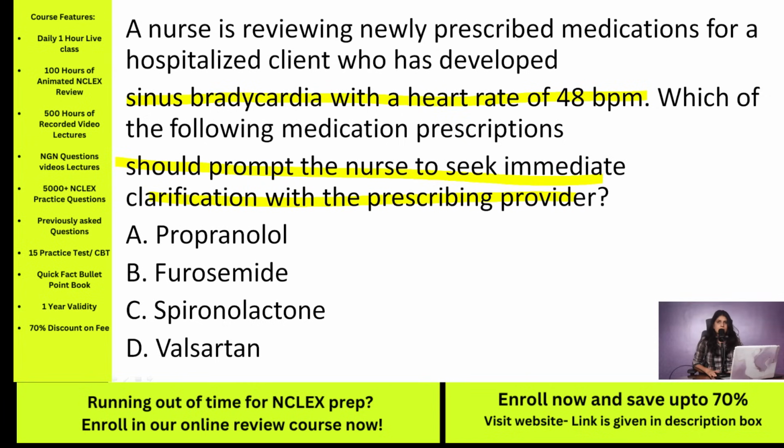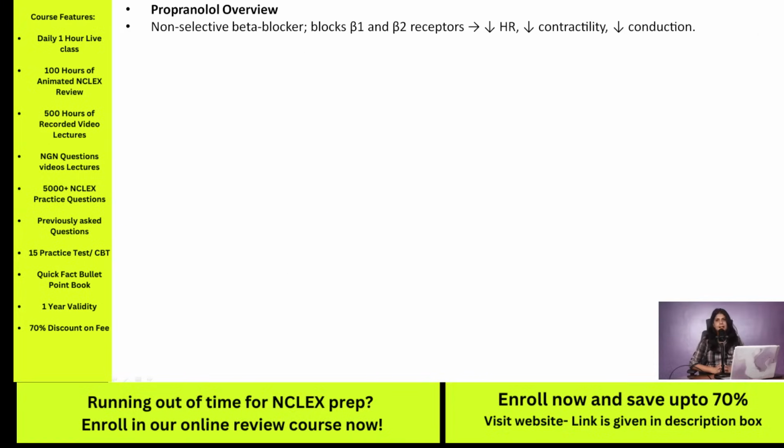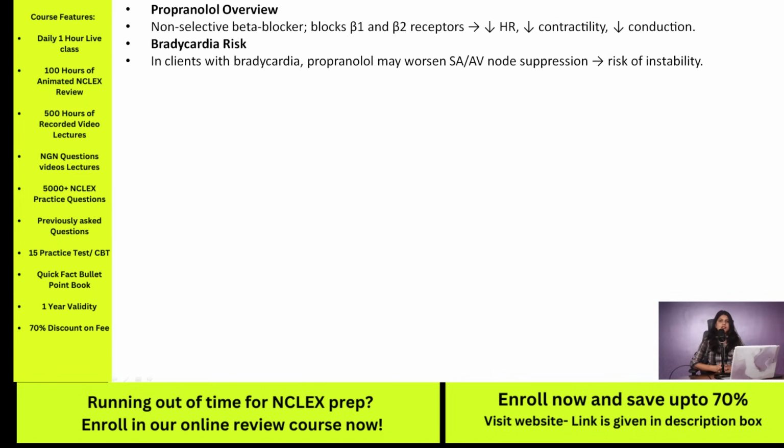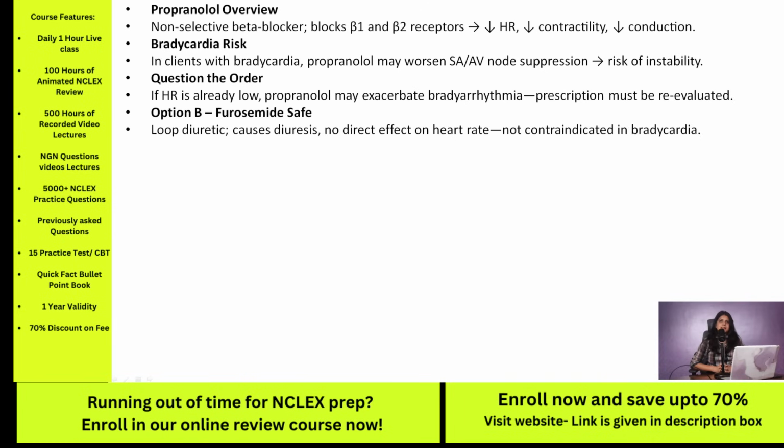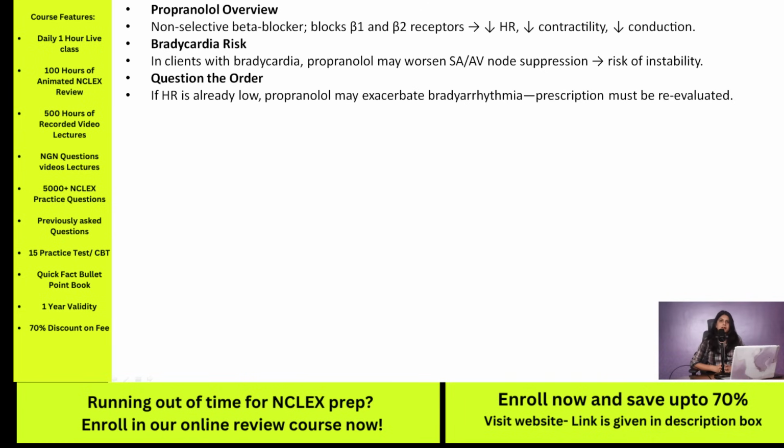The correct answer is Option A, propranolol. Propranolol is a non-selective beta-adrenergic receptor blocker that slows the heart rate and reduces myocardial contractility. While beneficial in managing conditions like hypertension and tachyarrhythmias, it is contraindicated in clients with bradycardia. Administering propranolol to someone with an existing heart rate of 48 beats per minute could dangerously suppress the sinoatrial node further, possibly leading to symptomatic bradycardia, hypotension, or even heart block.